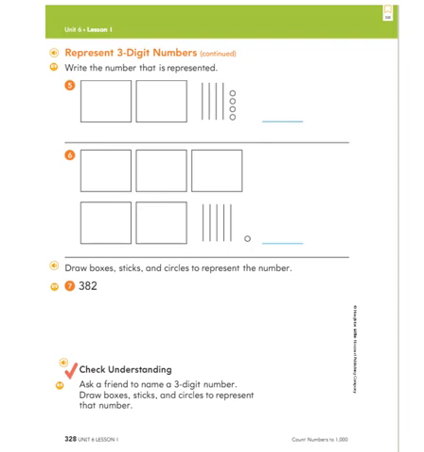represent the given number. The check for understanding, you are asking a friend to name a 3-digit number. So you can ask a brother, sister, mom, or dad. If they're all busy, you can also just pick your own 3-digit number. And then they want you to draw the boxes, sticks, and circles to represent that number.